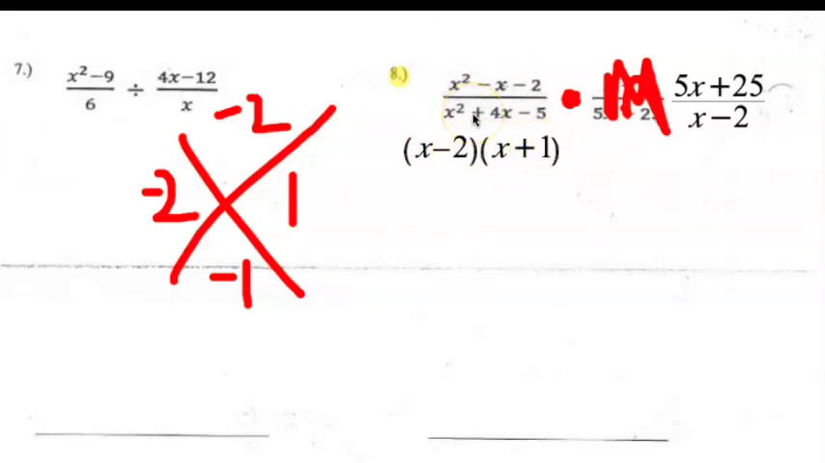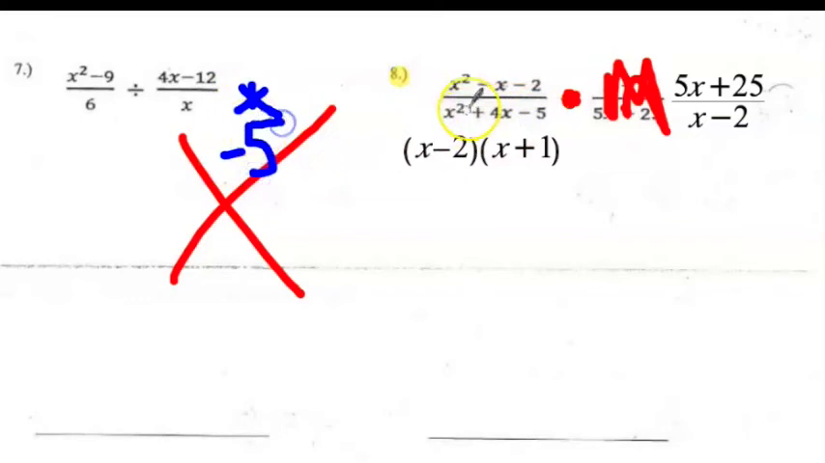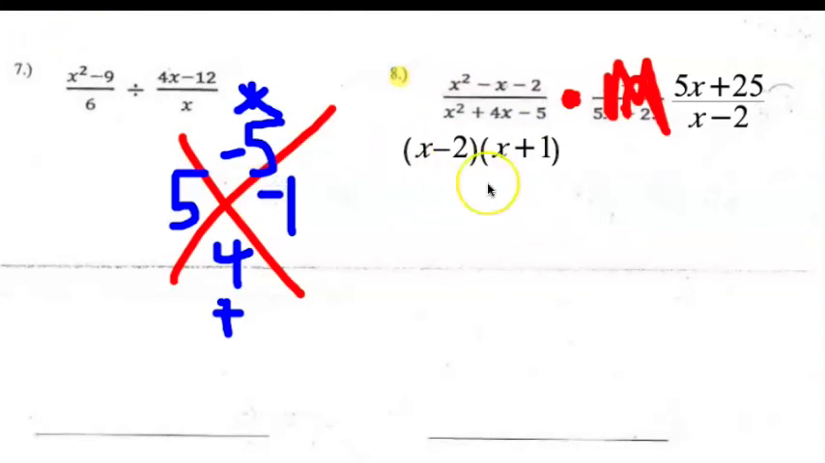Now let's do the same thing to the bottom. This time I ask myself, what multiplies to make negative 5, but adds to make a positive 4? It's 5 and 1 again. Since the 5 is negative, but the 4 is positive, the bigger number has to be positive. So 5 is positive, which makes the 1 negative, so we're going to rewrite it down here. When I rewrite it, I've got x plus 5, x minus 1.